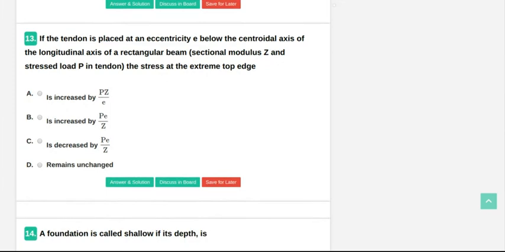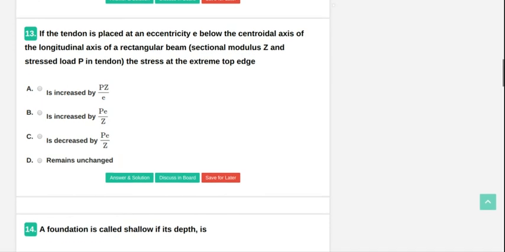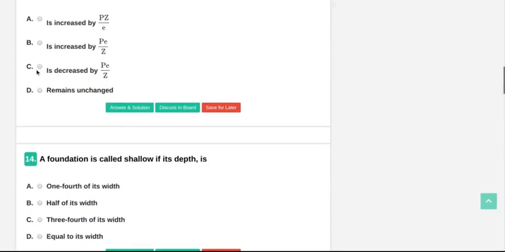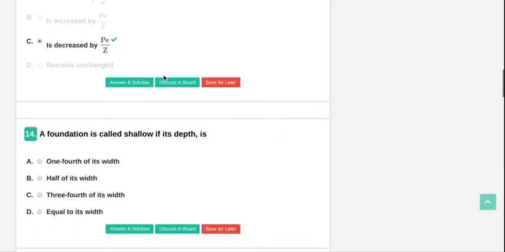If the tendon is placed at an eccentricity e below the centroidal axis of a rectangular beam, then the stress at the extreme top edge increases or decreases. It decreases by M by Z, moment equals P load into eccentricity, so Pe by Z decreases.